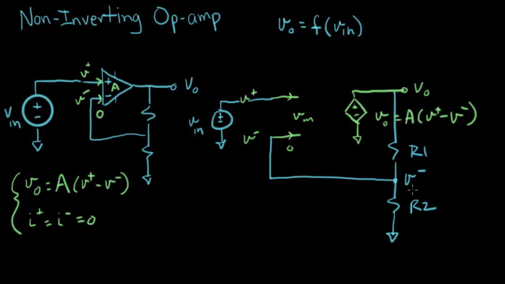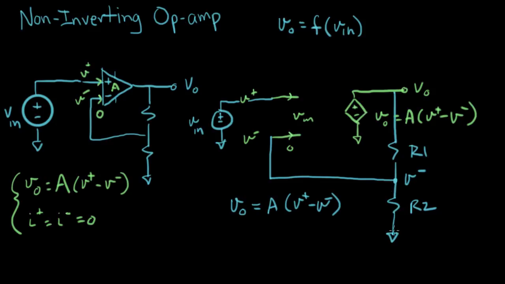So what I'm going to do is just start writing some expressions for things that I know are true. For example, I know that V out equals A times V plus minus V minus. All right, that's what this op amp is telling us is true. Now, what else do I know?